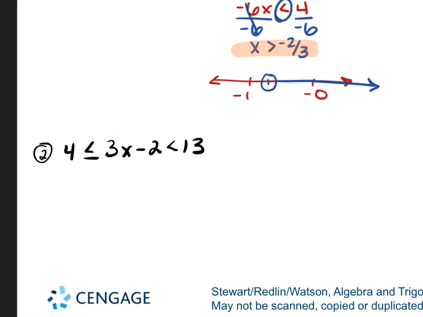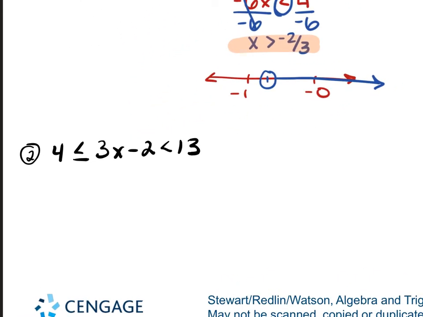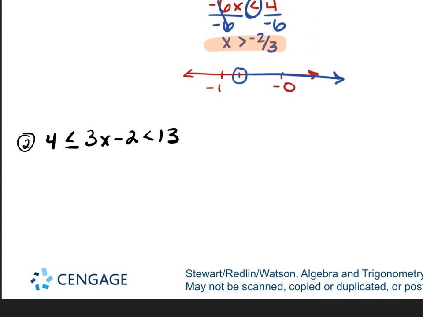For example 2, we have 4 is less than or equal to 3x minus 2, which is less than 13. So with this one, we have a compound inequality. For these, we want to get the variable alone in the middle. You could do it one of two ways. You could separate this into two inequalities and bring it back into one compound inequality, or you can just work with the compound inequality. I prefer to just work with the one compound inequality.